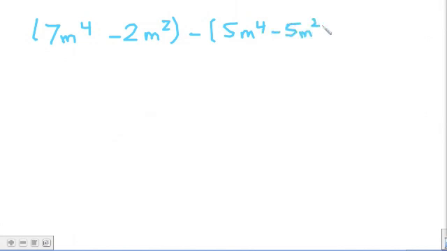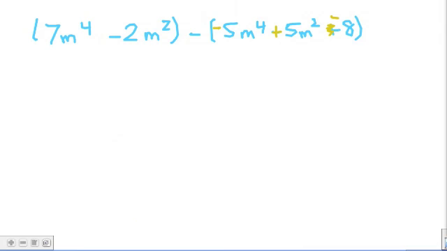Let's try another. We have 7m to the fourth minus 2m squared minus 5m to the fourth minus 5m squared plus 8. Now, before we can stack these up, we need to make this negative change all these signs. When there's a negative on the outside of the parentheses, every sign on the inside gets changed. So this was a positive 5, now it's negative 5. This was a negative 5, now it's a positive 5. This was a positive 8, now it's a negative 8.